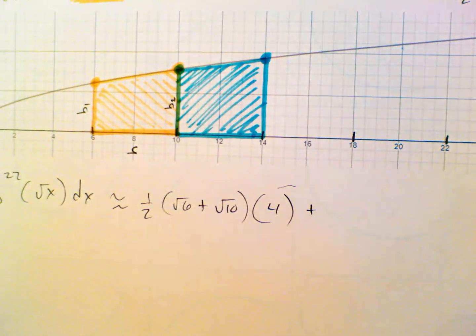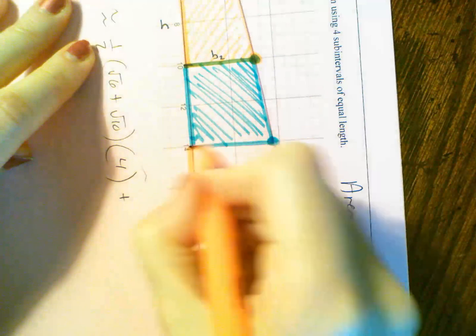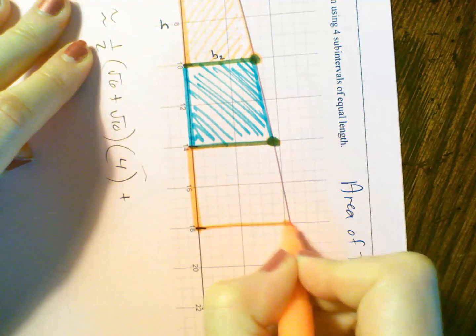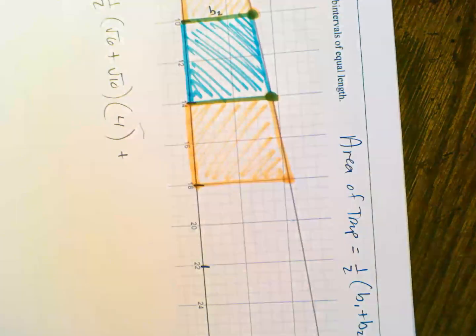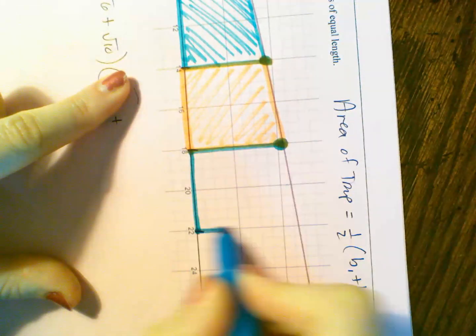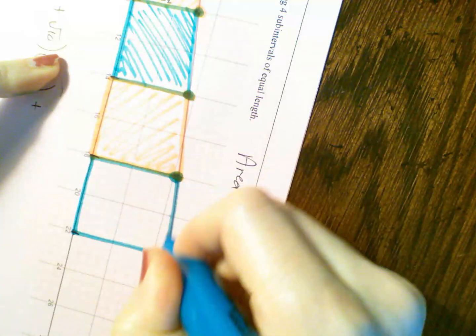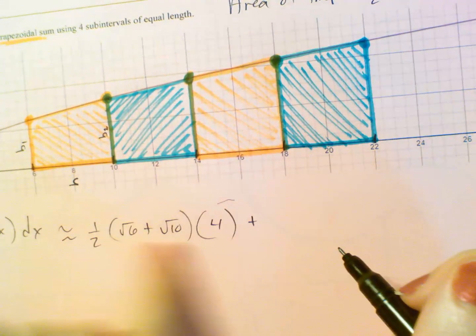All right, so let me draw the trapezoids first. Height. Okay, height. Base 1, base 2. Connect. Height, base 1, base 2, connect. Yeah, as you can see, trapezoids are a really good approximating tool. Looks almost perfect. All right, so that's the first trapezoid area.